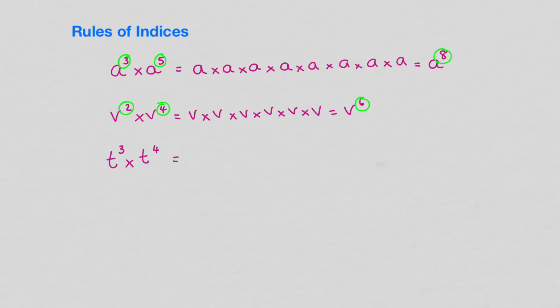And then we would have t times by itself another 4 times. So altogether, t would be multiplying by itself 7 times. Okay? So what we can say as a rule is that these powers get added together, don't they, to give you the power in the simplified version.